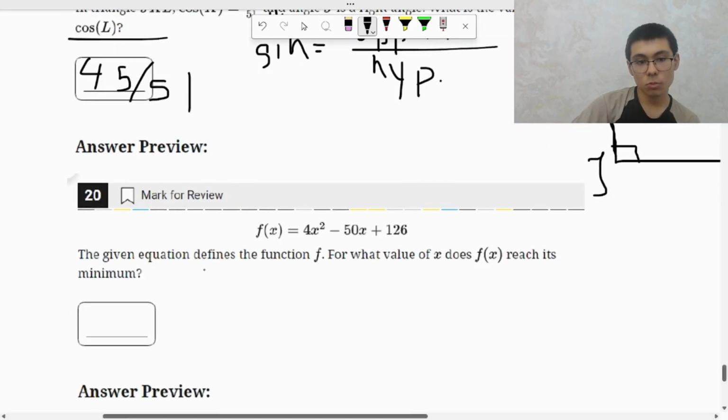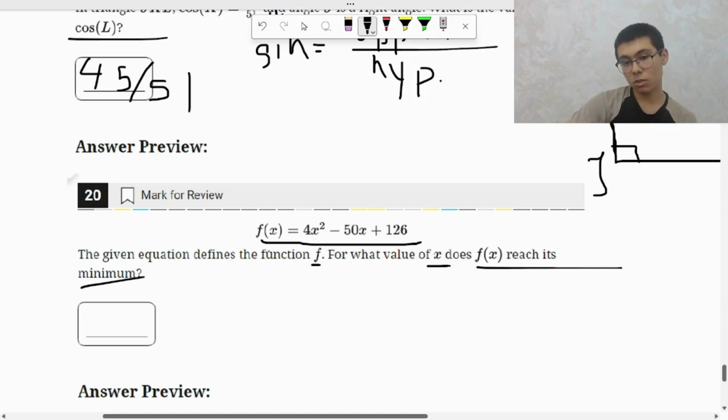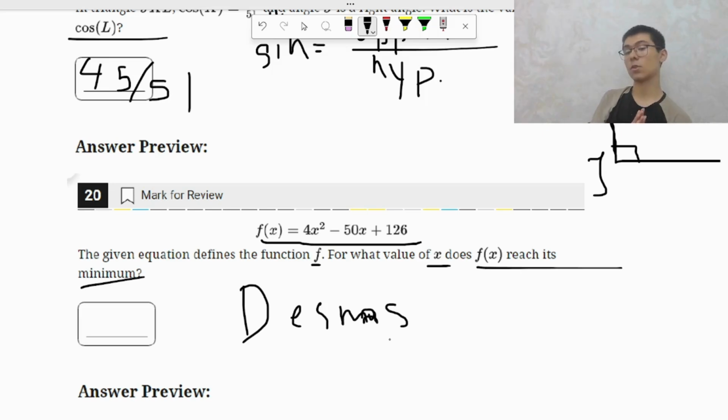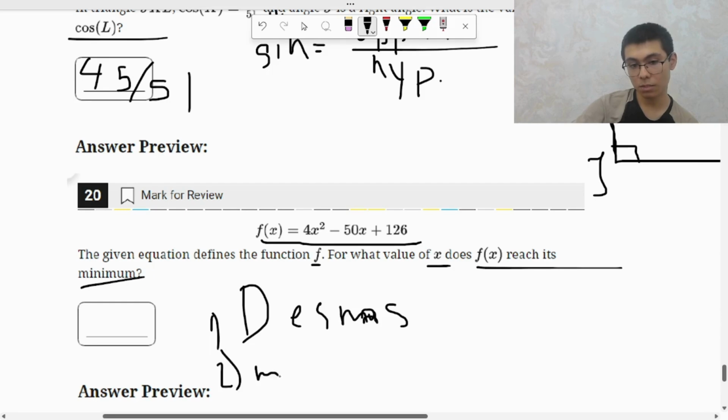So, question number 20. Here we have the function. The given equation defines the function f. For what value of x does f of x reach its minimum? So there are two ways of solving it. The first way is through Desmos, right? That's the easiest and that's the fastest. And even in the real exam, if I had this sort of question, I would immediately go to Desmos and solve it. And the second way is manual, like writing down and solving all of this.